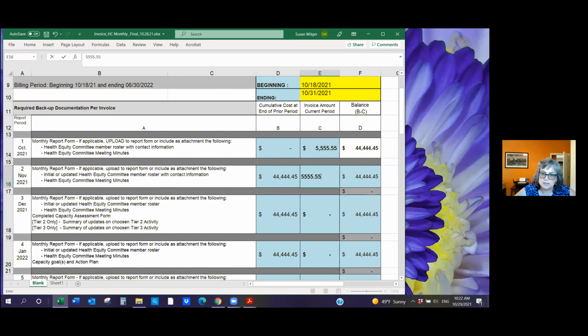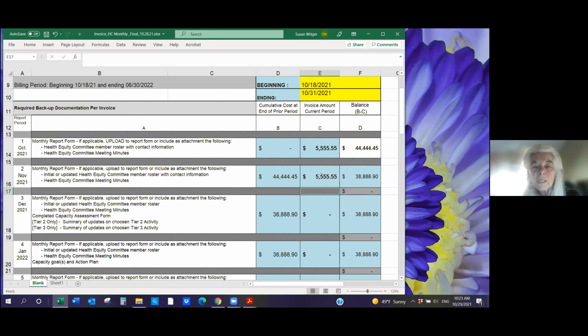Susan, is 2 months the limit that Michelle's asking? Could you bill for more than 2 months, or is that the limit? Only prior months. You can't bill in advance. So you cannot submit an invoice on November 5th for October and November because you haven't completed November. However, if you only want to bill quarterly, you can just hold off and bill come January 5th, you can bill for 3 months if that's what your health council wants to do.